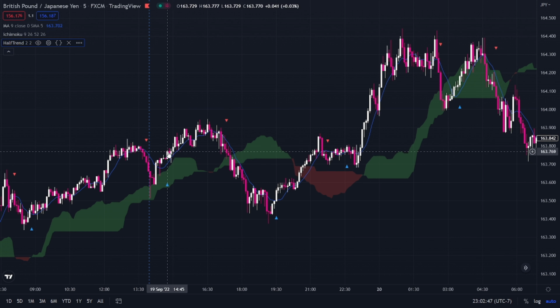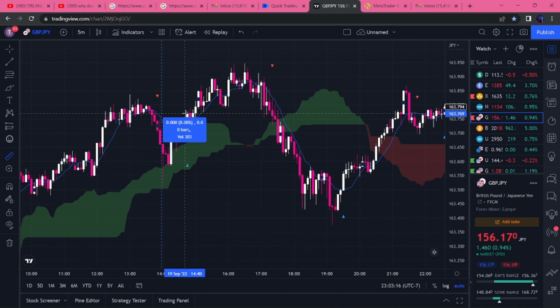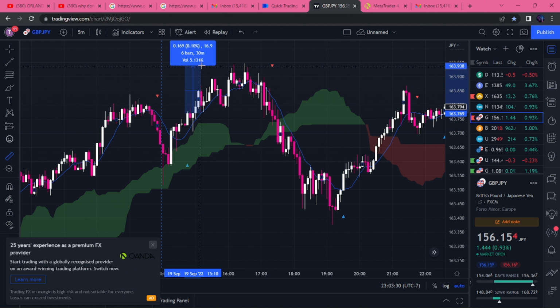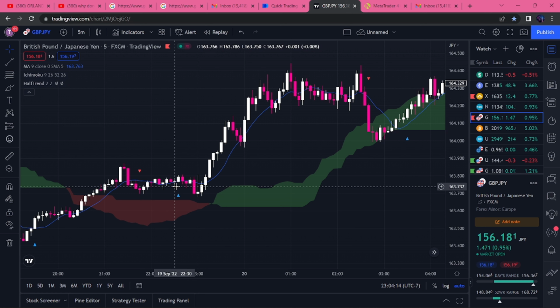So what we want to do is get in on the next candle, which will be here. As you see, it came up just a little bit, then we had some drawdown of 6 pips. But if you waited it out over time, this gave you roughly 17 pips.